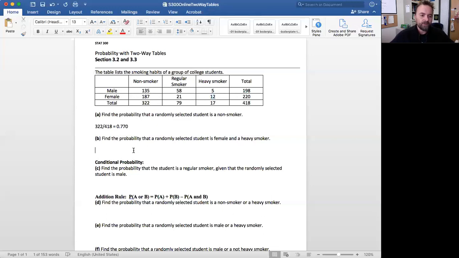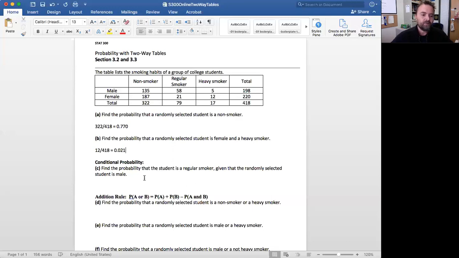So for that one, I'm just going to do 12 divided by 418. That's 0.021. Cool. This is something you would see in 3.2, the "and" probabilities. You might have noticed there's a multiplication rule for that, but you don't need the multiplication rule if you have that two-way table. You can just find the number right in the table itself.